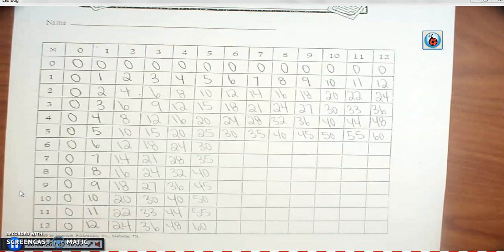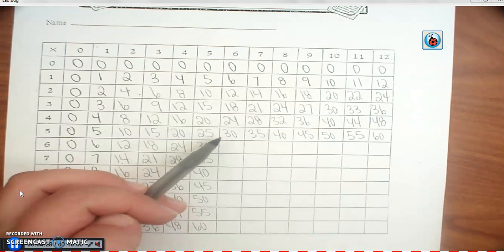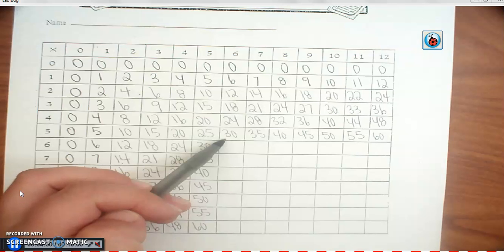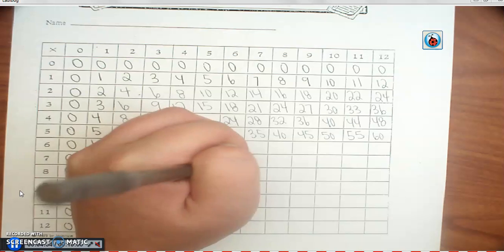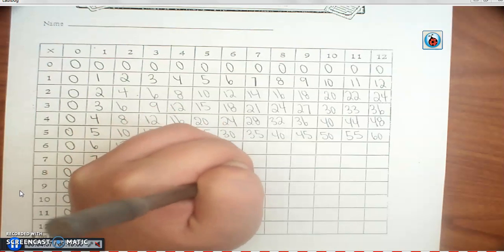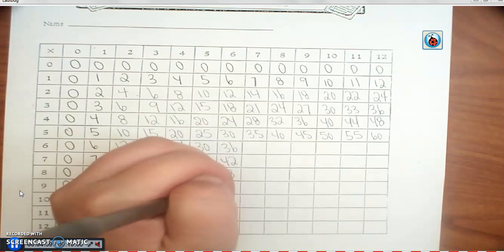Okay, I'm going to go to 6s. Okay, I stopped at 30. 5 times 6 is 30, and I'm going to keep going. 36, 42, 48. 6 times 9 is 54.